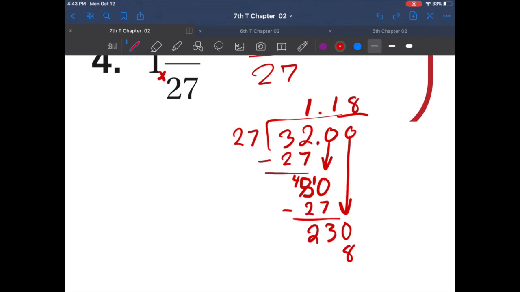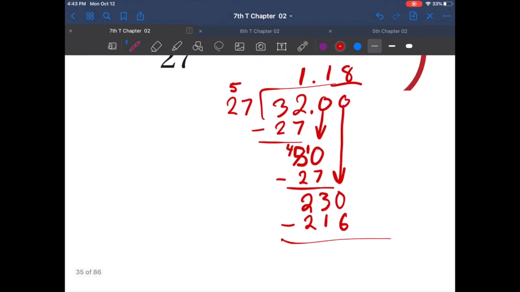Sorry, not 48. It's 56, right? So it's 56. Oops. Carry the 5. 8 times 2 is 16 plus 5 is 21. So it's pretty close. So it's pretty good.